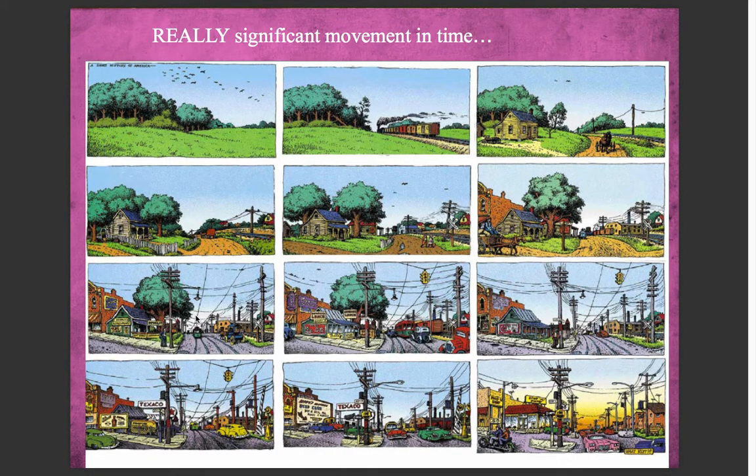Now, these are really significant movements in time. This is from a famous R. Crumb poster called A Brief History of America, and each transition is decades in time. From here with this rural landscape to this train going through. Suddenly, now there's a telegraph wire and some roads. Now there's more telegraph wires and more houses.